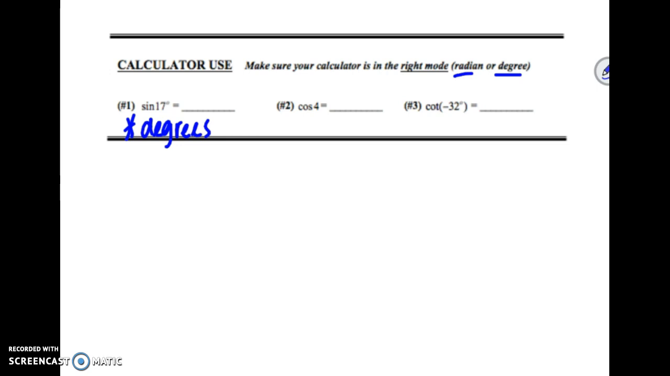When just typing sine of 17 degrees into your calculator, you get an answer of 0.2923.